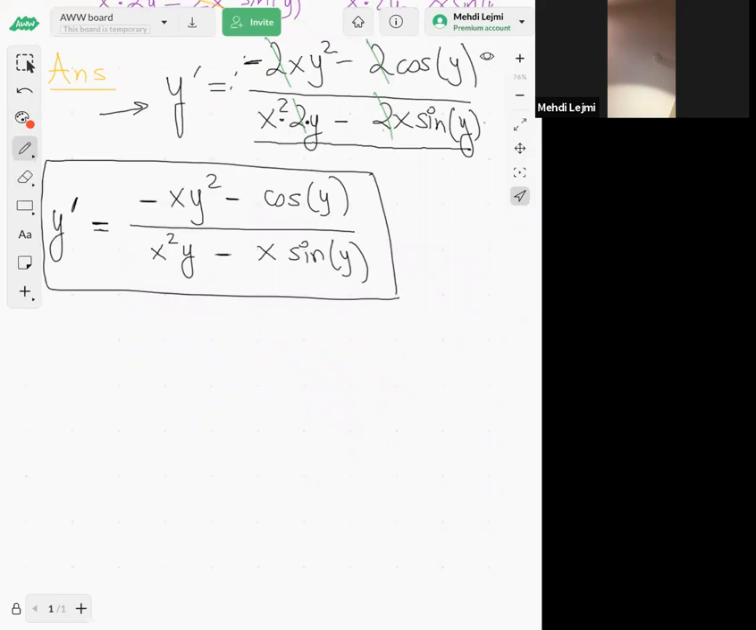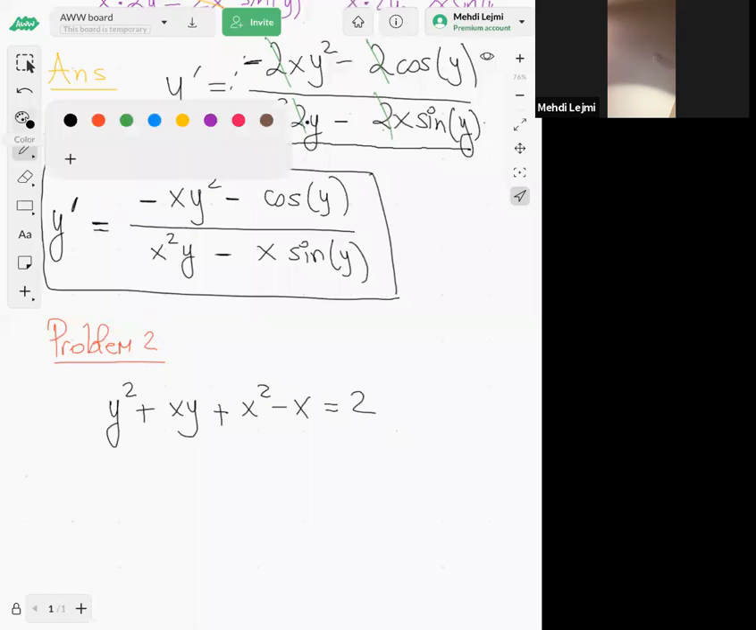So, problem two is the same idea, but probably the derivative here is easier to compute. We have y squared plus xy plus x squared minus x equal to 2, right? That's our curve. Now, first step, we said we have to compute y prime. We have to find the derivative.